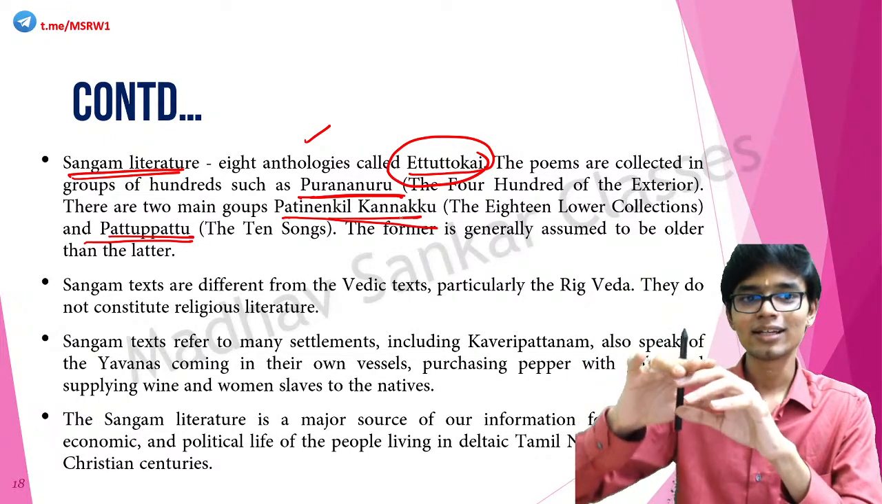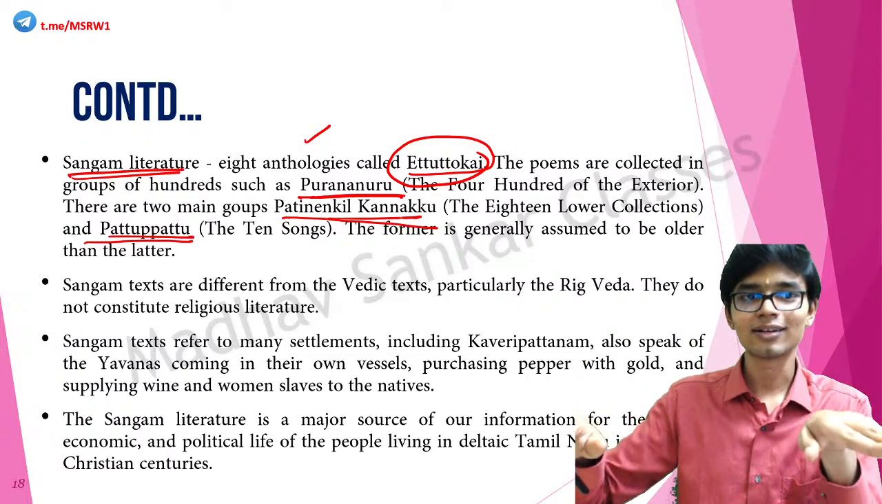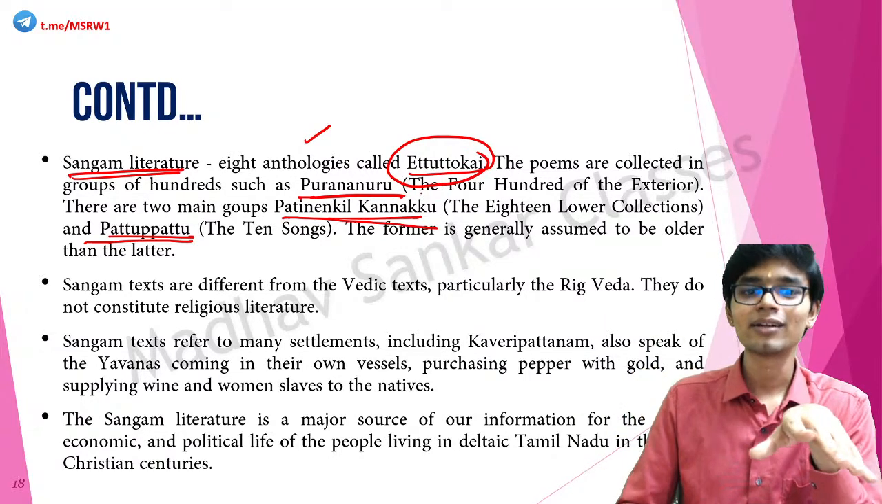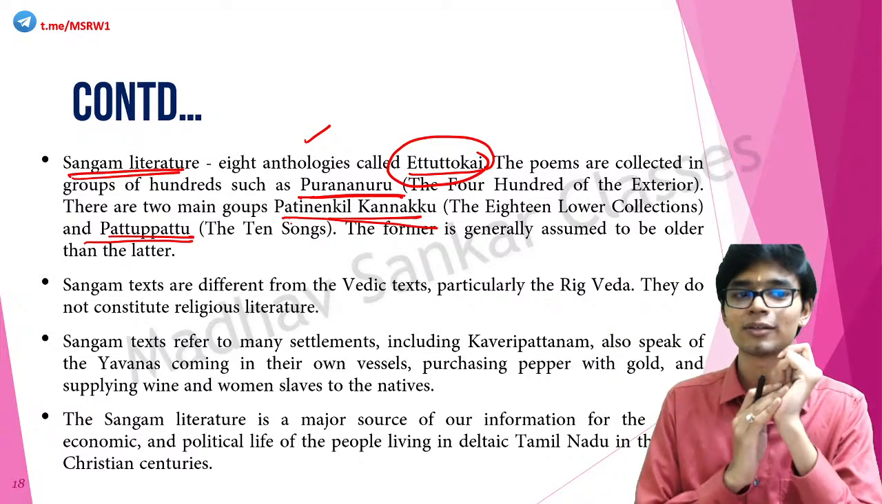And it is actually divided into 2 main groups. One is Pathinengil Kanaka, the other one is Pattupattu. Historians believe that Pathinengil Kanaka is the older one compared to Pattupattu.